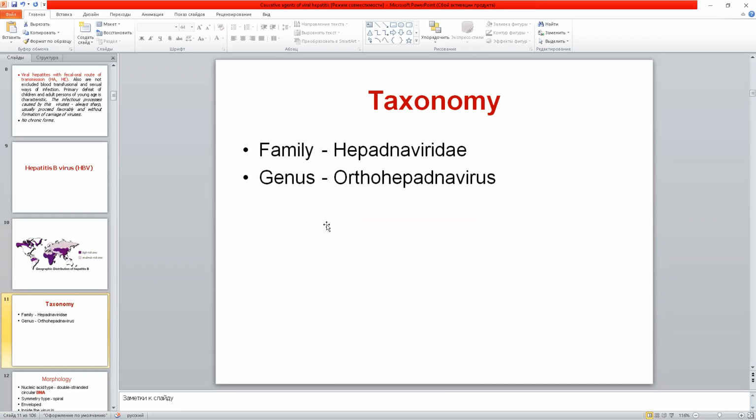Taxonomy. Hepatitis B virus belongs to Hepadnaviridae family, genus Orthohepadnavirus. It is Latin, don't mix with English. So morphology.